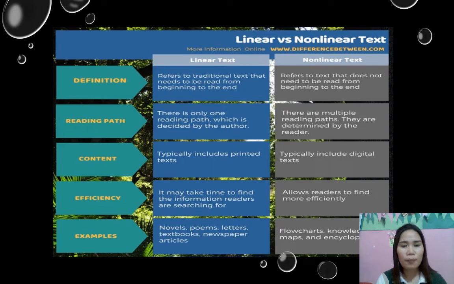Next, efficiency. Linear text may take time to find the information readers are searching for, while non-linear text allows readers to find it more efficiently, right? Examples of linear text are novels, poems, letters, textbooks, newspaper articles, while non-linear text examples are flowcharts, knowledge maps, and encyclopedias. And we will be focusing this lesson on non-linear text.